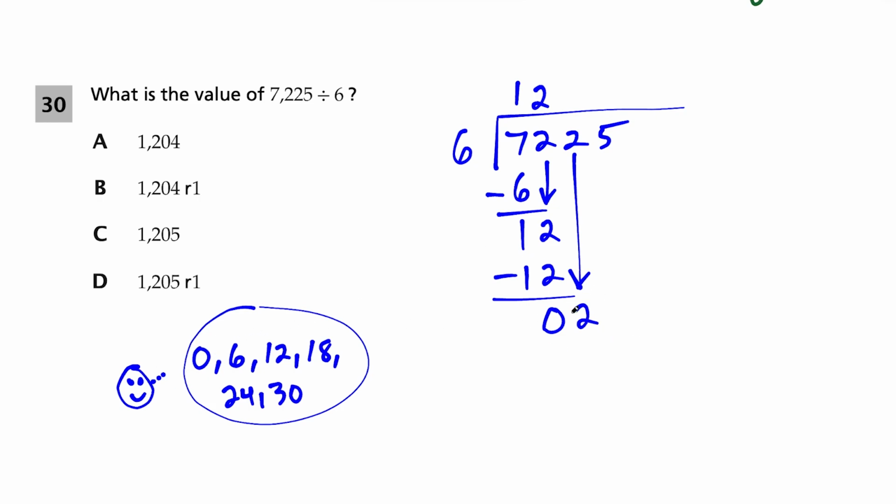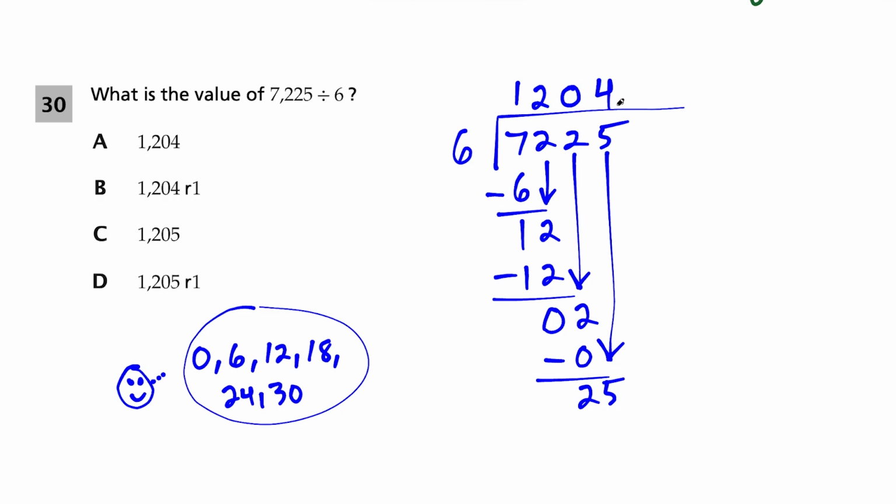So I would say 2 divided by 6, I could get as close as 6 times 0. And then that's going to give us this same remainder of 2. And it might seem like we're getting nowhere, but watch what happens when we bring down the 5. Now we could say 25 divided by 6. The closest we could get to 25 is 6 times 4.